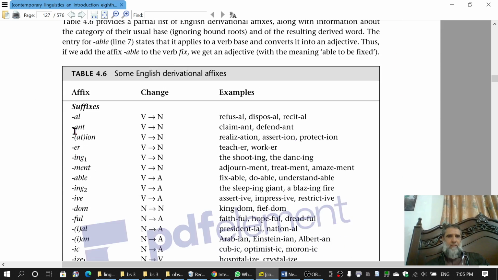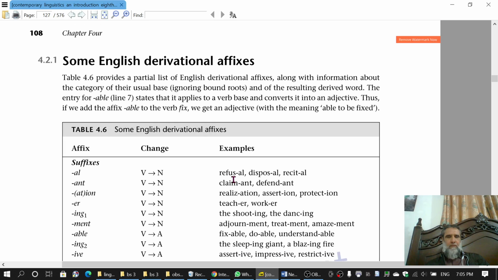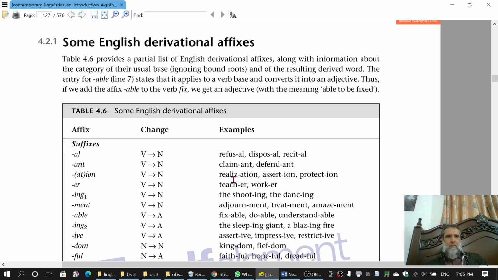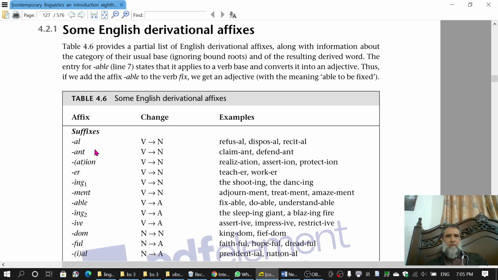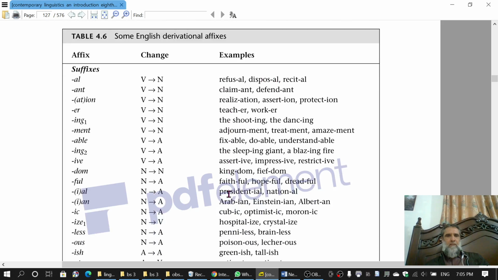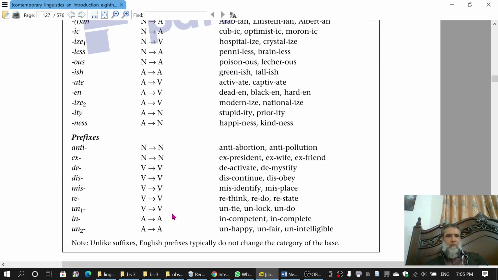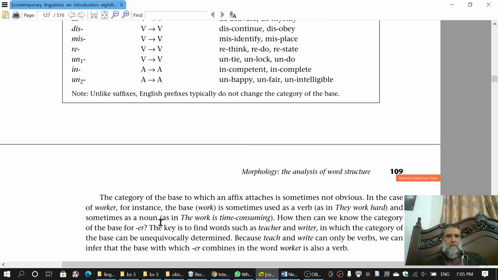There are some derivational affixes also. If you want to learn them, you can. For example, al is derivational. It converts the verb into a noun. For example, refuse is a verb. If you put al as an affix with it, it becomes refusal, which is a noun. Then you have some prefixes converting noun to noun, or verb to verb, or adjective to adjective, and so on.